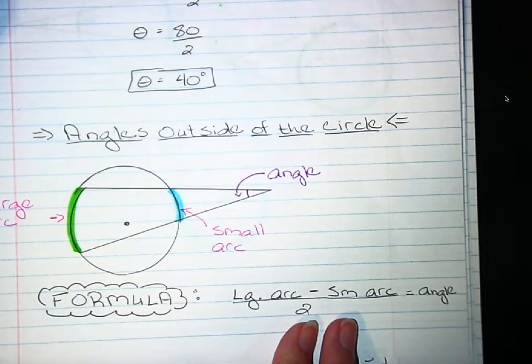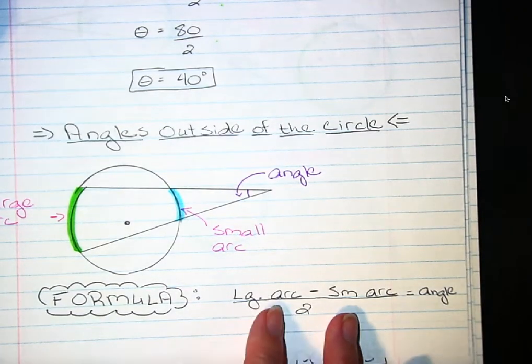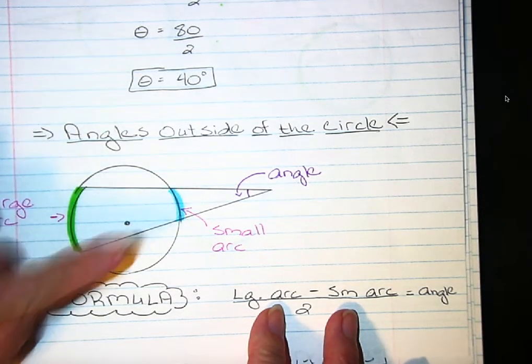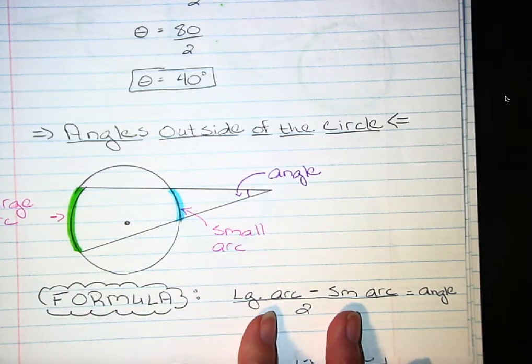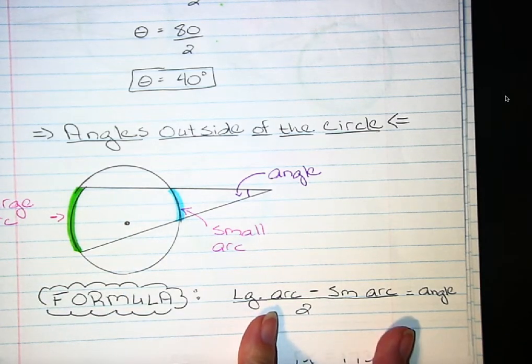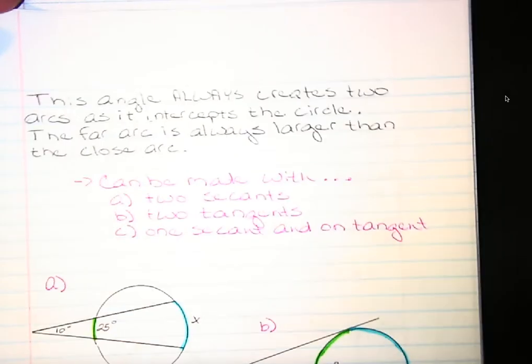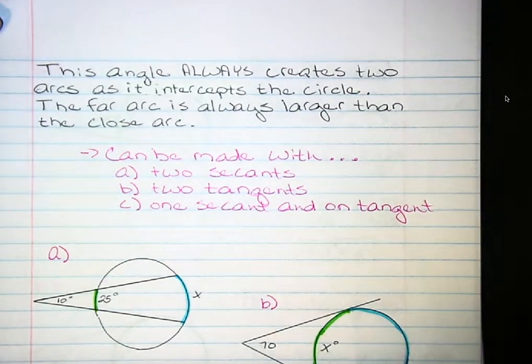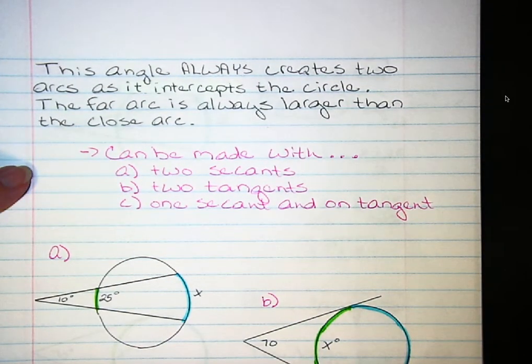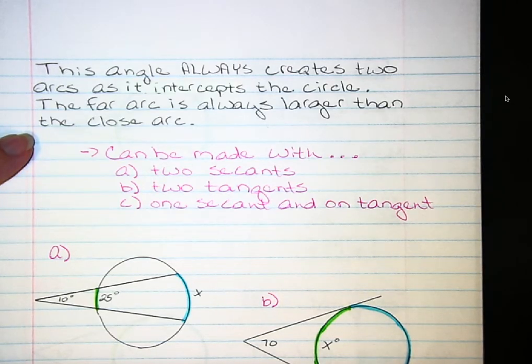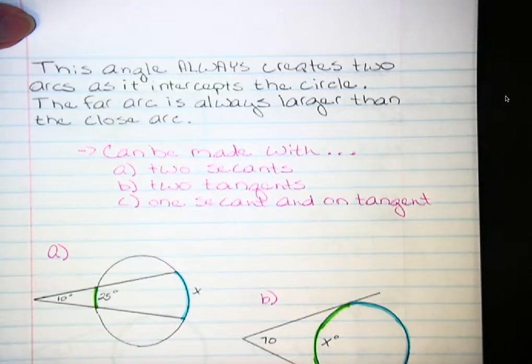When we had chords inside the circle, we added them together. But if it's outside the circle, we're going to subtract them and divide by 2. And that's going to give us our angle. Okay, so this angle always creates two arcs as it intercepts the circle. The far one is always larger than the closer one.